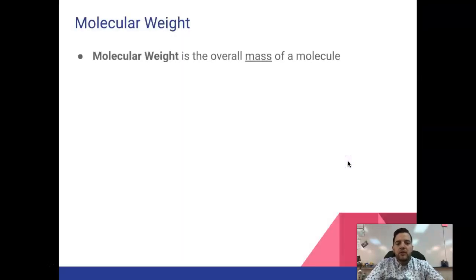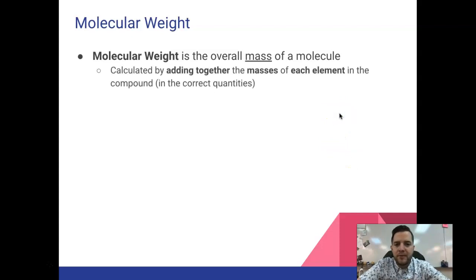All right, so before we get to the grams, the first thing to discuss is the concept of molecular weight. Molecular weight is the overall mass of a molecule. Pretty simple. If we know that a carbon atom has a mass of 12 AMUs, the atomic mass unit, and we know a hydrogen atom has a mass of 1 AMU, then a hydrogen plus a carbon would be 12 plus 1, which is 13.